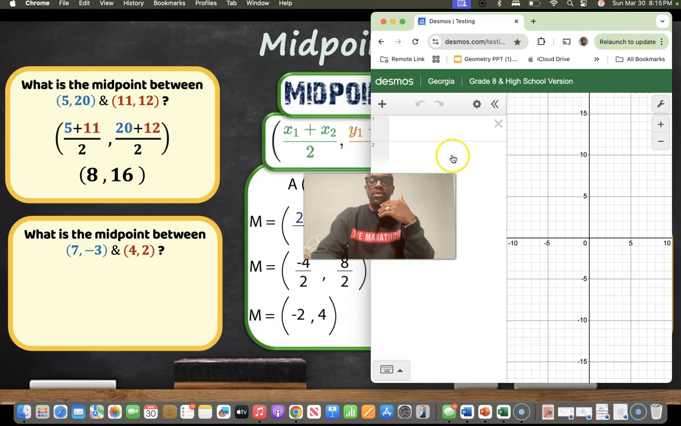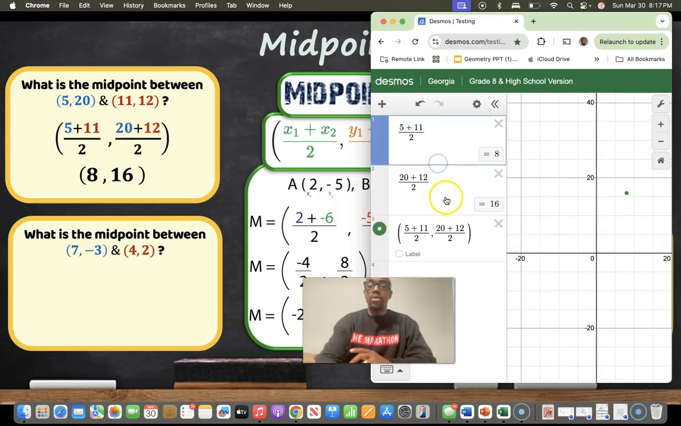So now I want to show you how you would type this in Desmos. You could do it one or two ways. You can go ahead and type in the x, 5 plus 11 over 2, and get 8. And then separately type in the y, 20 plus 12 over 2, and get 16.